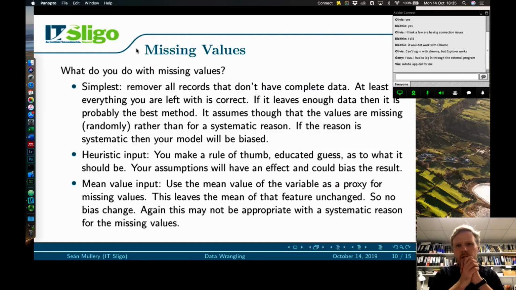Okay. So the simplest thing to do is to just remove all the records that don't have complete data. And that's what I've done in your case. I've already done that for you. I think I've done them all, but you're going to have to check them to make sure that there's nowhere else where there's missing values. So I've basically removed the samples that didn't have those.